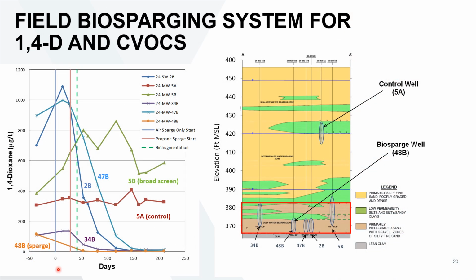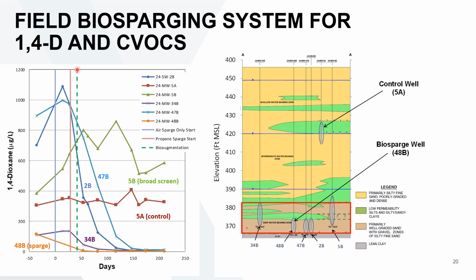So here are the 1,4-dioxane data. This is background concentrations, which ran from about 100 to a little under 1,000 ppb. This is the period where there was just air sparging. You see no consistent losses. And then propane addition starts along with bioaugmentation.